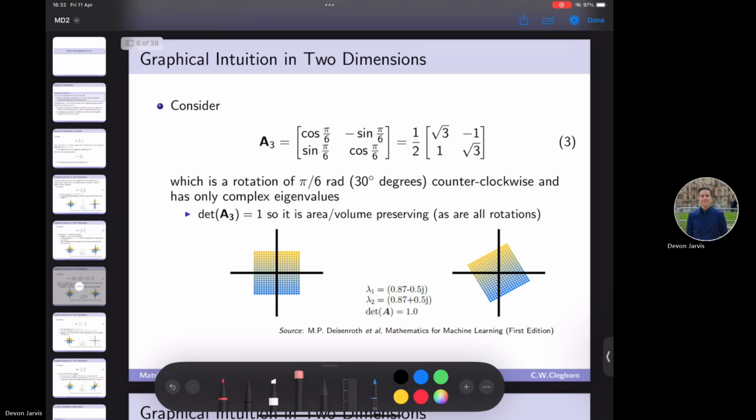Okay. Rotation matrices, we went through these. This is a rotation by pi over 6 radians. This is a counterclockwise mapping and has only complex eigenvalues. And so in this case, the determinant is still 1. So it's area preserving, but now obviously you've rotated your set. And the intuition, if you want to think at least a little bit for where the imaginary numbers come from, this restriction that you have on your eigenbasis doesn't make sense.